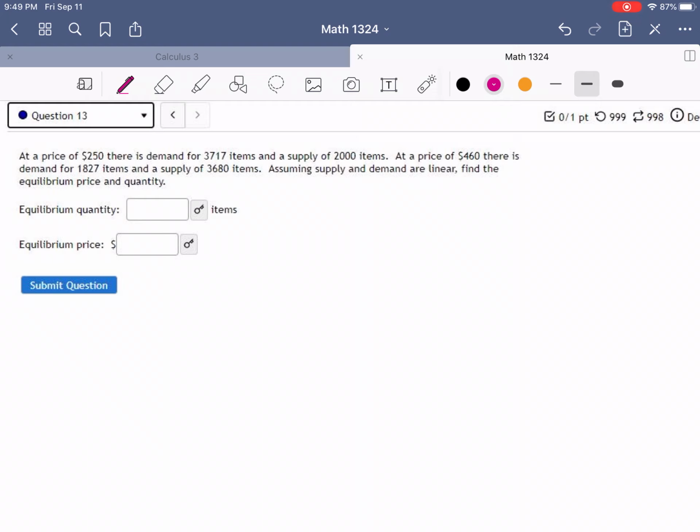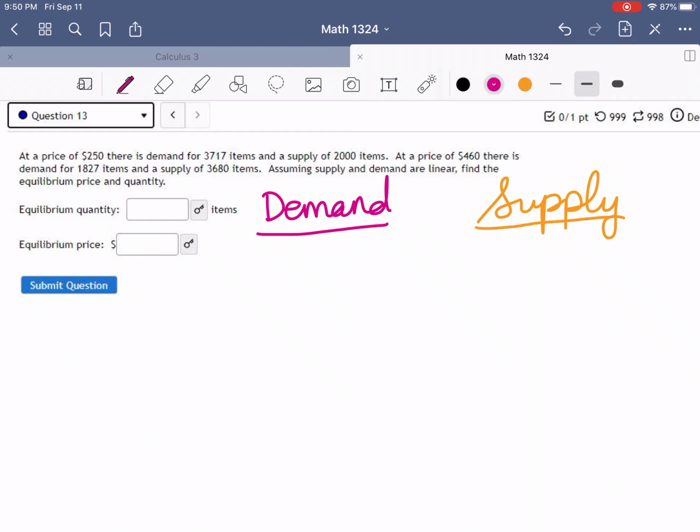a demand equation and a supply equation. And for both, we see that it's giving us 2 points. The first point for demand is 3717 and 250. I like to write it in terms of quantity and price, like so.